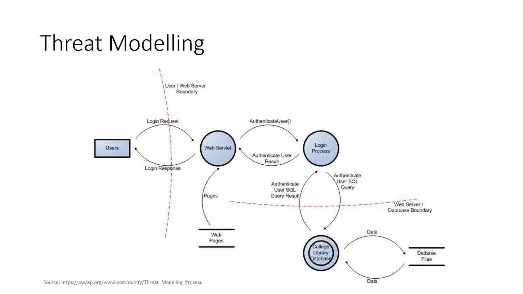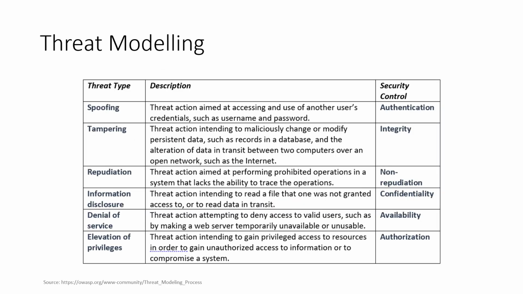We can collect all this information and draw a data flow diagram. There are standard notations for data flow diagrams, but it's up to you how to use them. What we want is to visualize this collected information. After drawing the data flow diagram or something similar, we identify the threats, and those threats can be one of the 6 categories mentioned here.